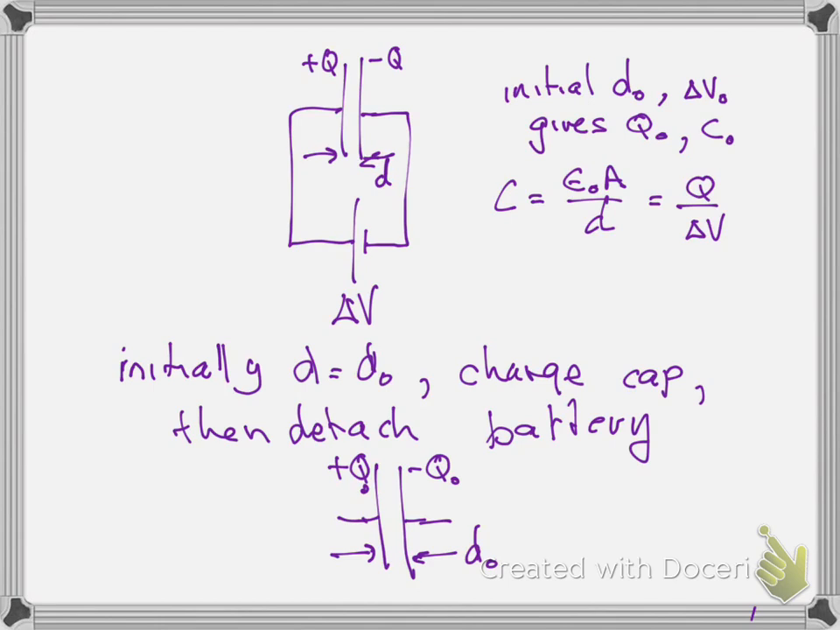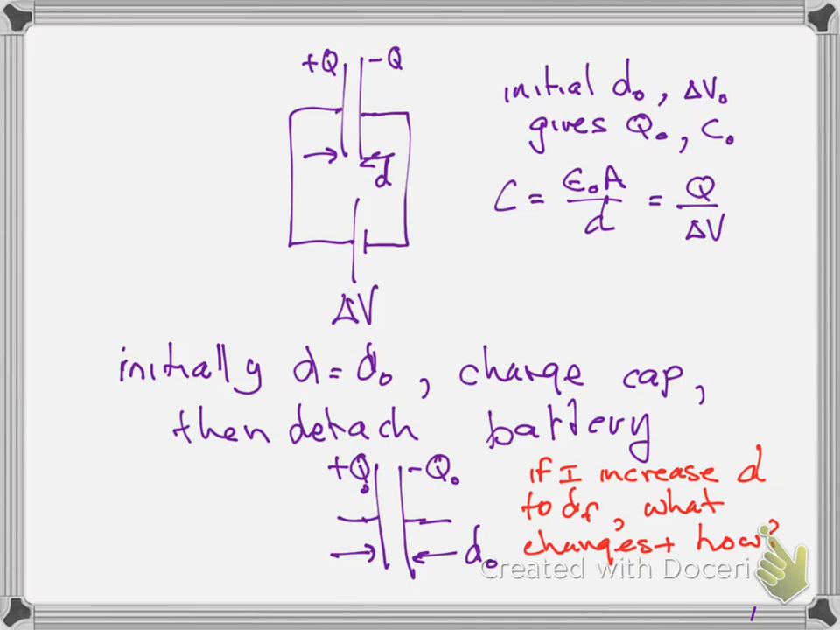So I'm going to grab onto the capacitor plates with my hands, and I'm going to separate the plates, without touching them so that I get a shock, and ask what changes and what remains the same. So I wrote, if I increase D to DF, what changes and how? What changes and what is the quantity? Like, write down the new quantity.